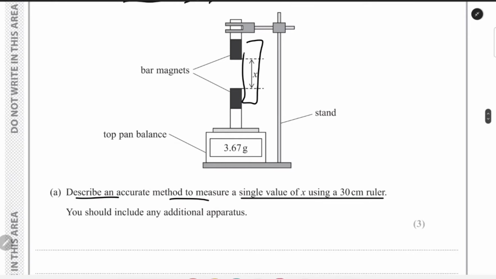So we'll place a ruler over here. We have to write down how to make it accurate. So one of the first points that should come to your mind is using a set square to ensure that it's vertical. So we'll clamp it.